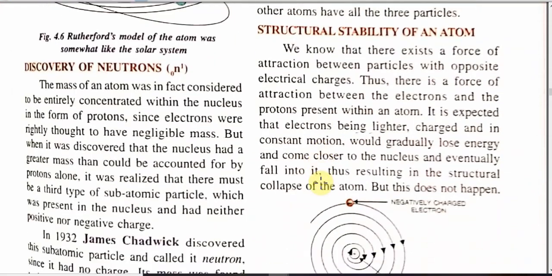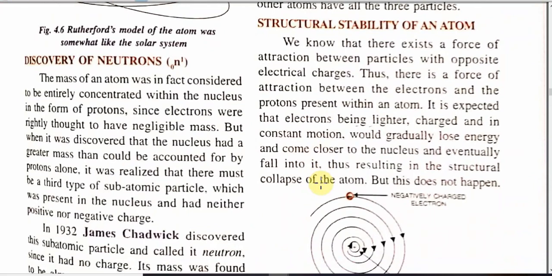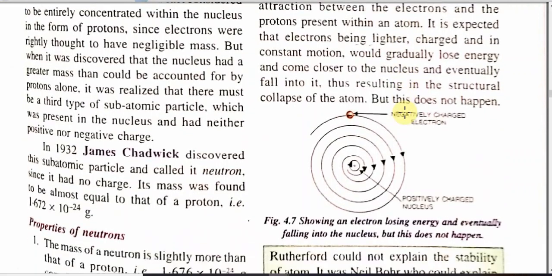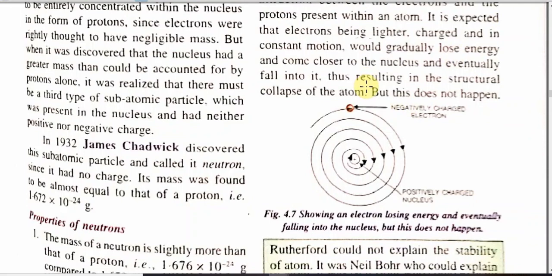Students, let us see the structural stability of an atom. We know that there exists a force of attraction between the particle with opposite electrical charges. Thus, there is a force of attraction between the electrons and proton present in the atom. It means proton attracts the electron. Now, it is expected that electron being lighter and in constant motion would gradually lose energy and come closer to the nucleus and eventually fall into the nucleus.